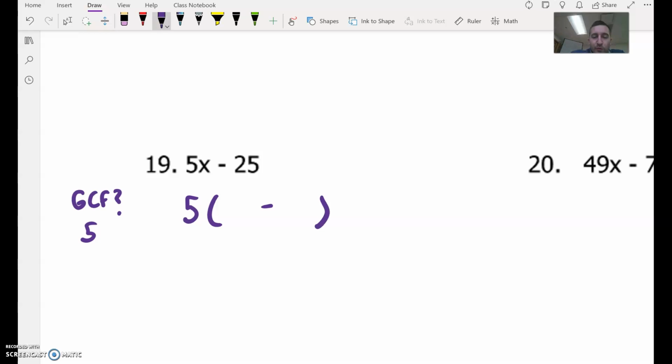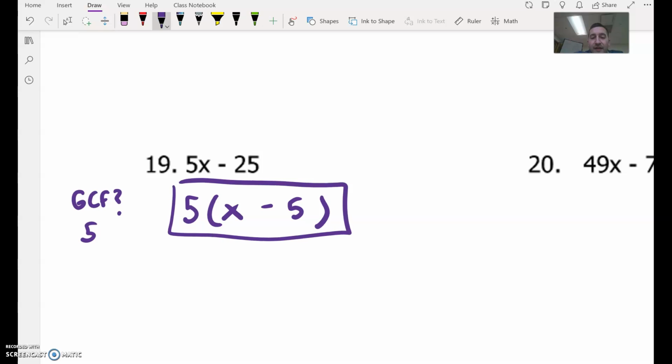So it's almost like you're doing reverse distributive property. If I pull out a 5, what's left in this term? What's 5x divided by 5? Well, that would just be x. And if I pull a 5 out of that term, what's 25 divided by 5? Well, that's just 5. So my answer is 5 times x minus 5. This is in standard form. Okay, this is in factored form. See how it's broken into 5 multiplied by x minus 5? So those are the 2 factors.